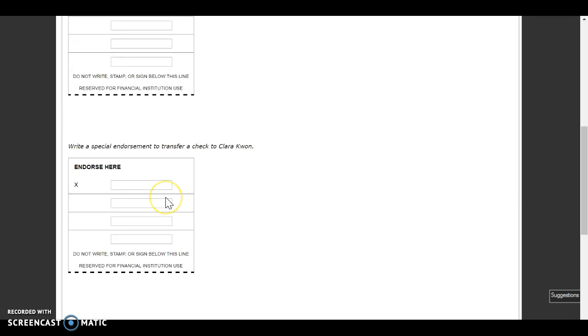Next one, it says we're going to write a special endorsement so that we can transfer a check. So we're going to say pay to the order of, and then we're going to go to the next line and we're going to say Clara Kwan. And then the last thing that we need to do is sign it saying that we are endorsing that. And to do that, we're going to say student's signature again.